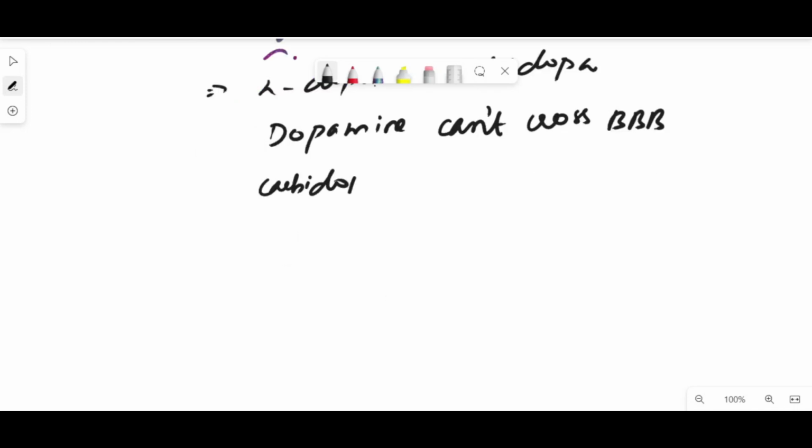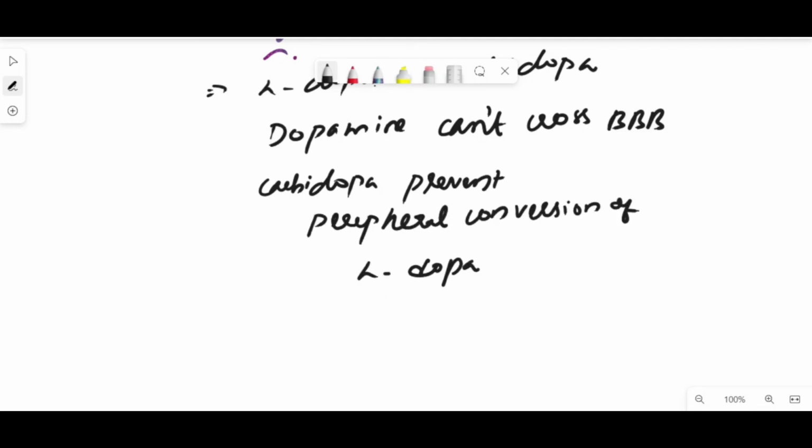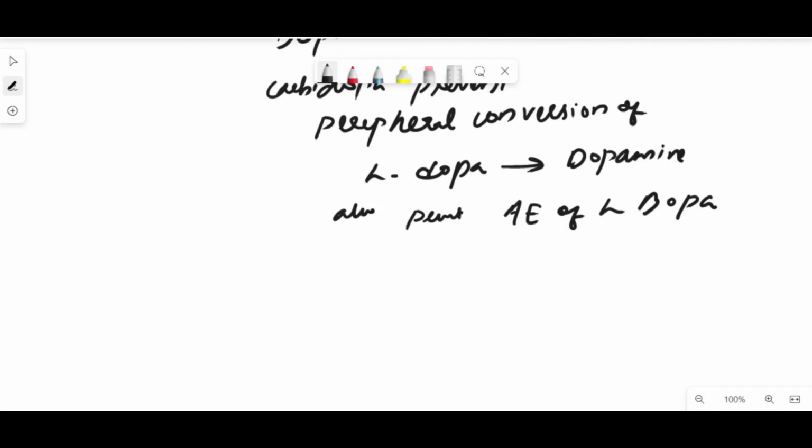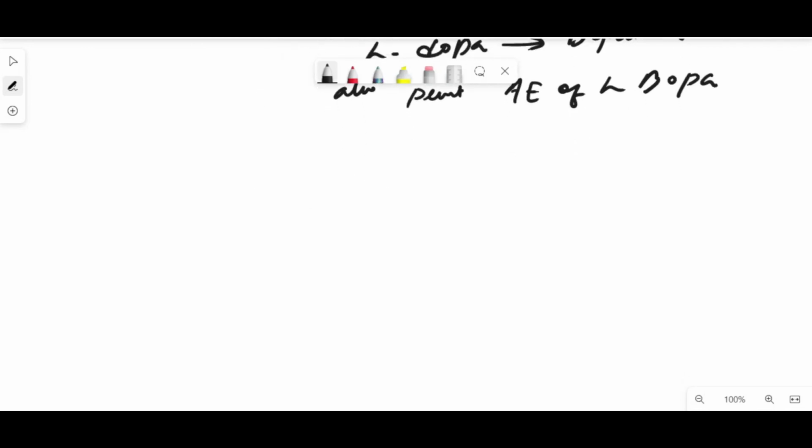Then why are we giving carbidopa along with levodopa? We are giving carbidopa to prevent the peripheral conversion of levodopa into dopamine. That is, in the periphery the levodopa is converted into dopamine. To prevent that, we are giving carbidopa. Carbidopa also functions by reducing the adverse effects of levodopa.